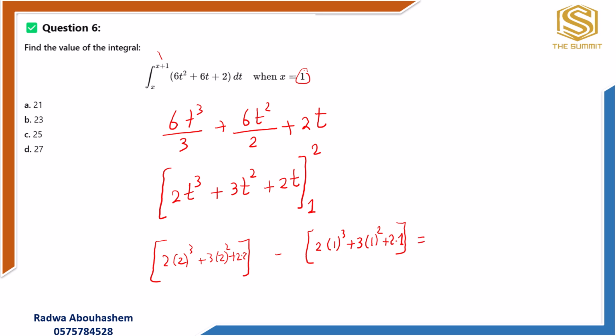Now, here's 2 times 8, it's 16. 3 times 4 is 12. 2 times 2 is 4. Minus, here, 2 plus 3 plus 2. 16 plus 12 is 28. 28 plus 4 is 32. 2 plus 3 is 5. 5 plus 2 is 7. So 32 minus 7 equals 25.